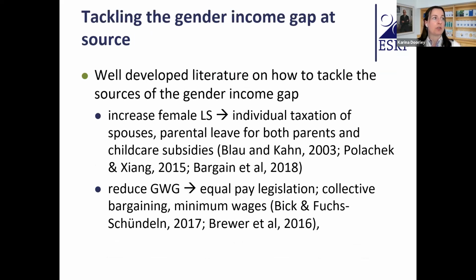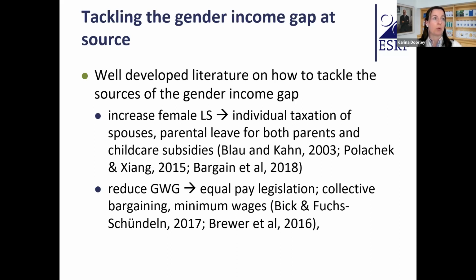So in terms of reducing the gender gap in work, we can think about increasing female labour supply. And a number of policies have been shown to be quite successful at doing this. So things like the individual taxation of spouses, which reduces the marginal effective tax rate on the secondary earner, who's usually the woman, can quite substantially increase female labour supply.